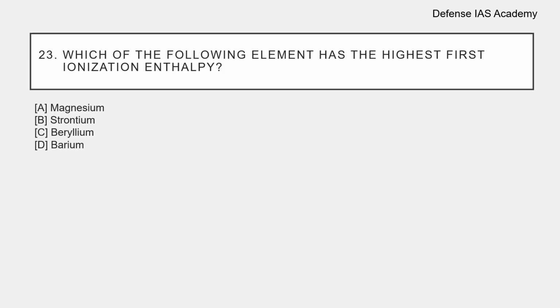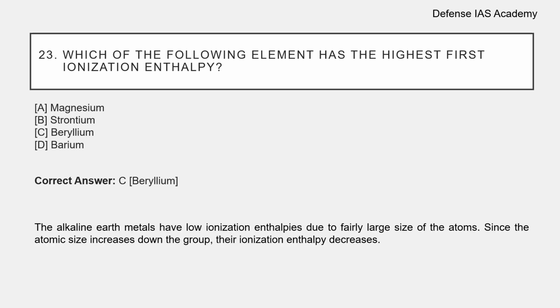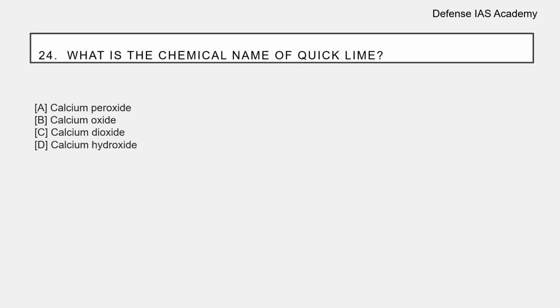Question number 23. Which of the following elements has the highest first ionization enthalpy? The options are option A magnesium, option B strontium, option C beryllium, option D barium. The correct answer is option C, beryllium. The alkaline earth metals have low ionization enthalpies due to the fairly large size of atoms. Since the atomic size increases down the group, their ionization enthalpy decreases.